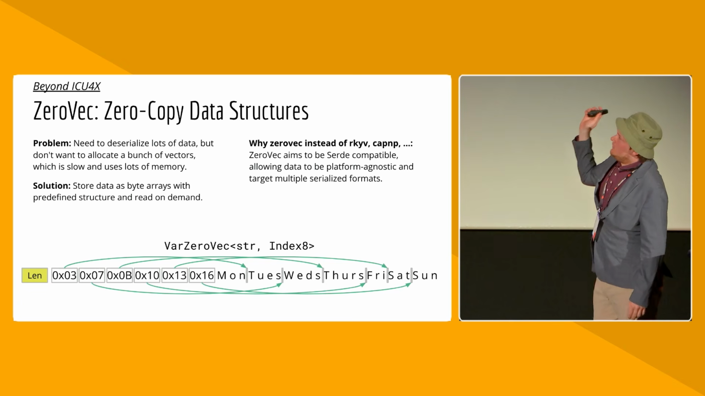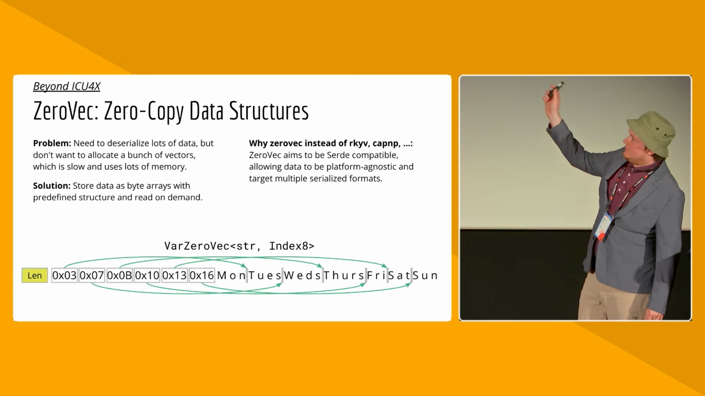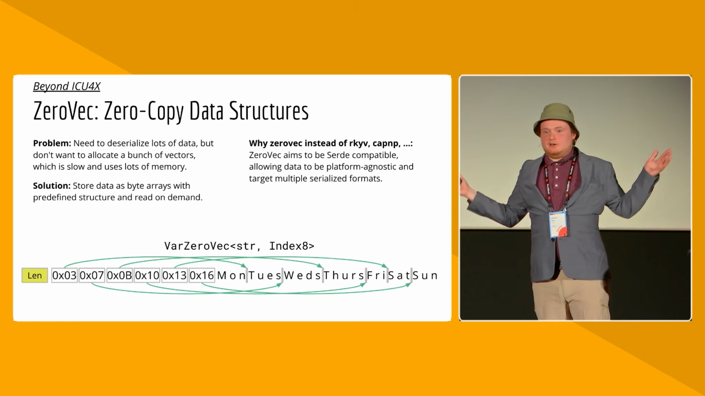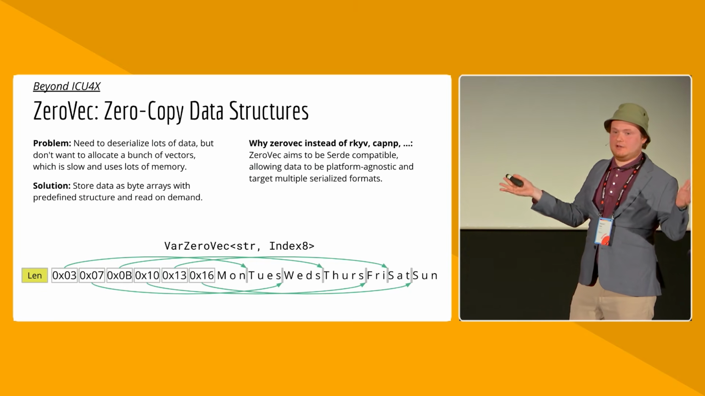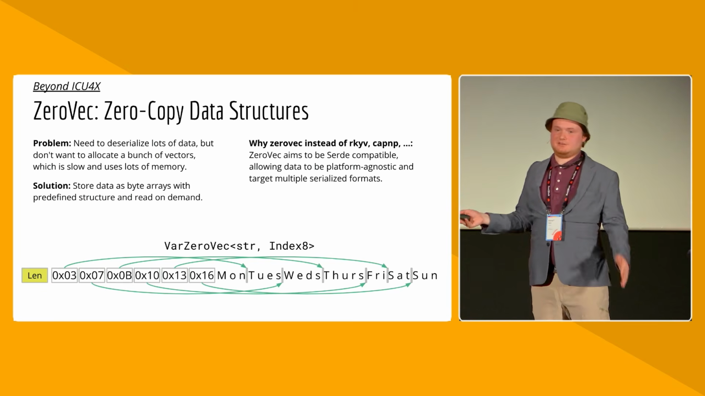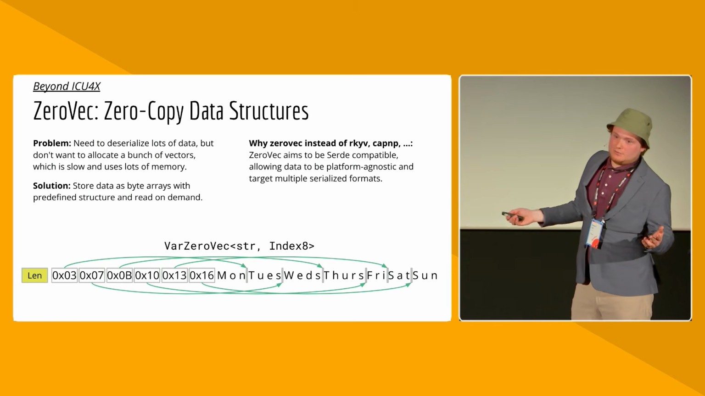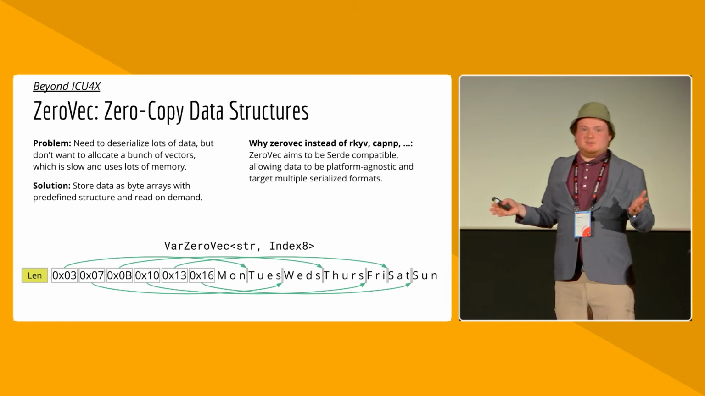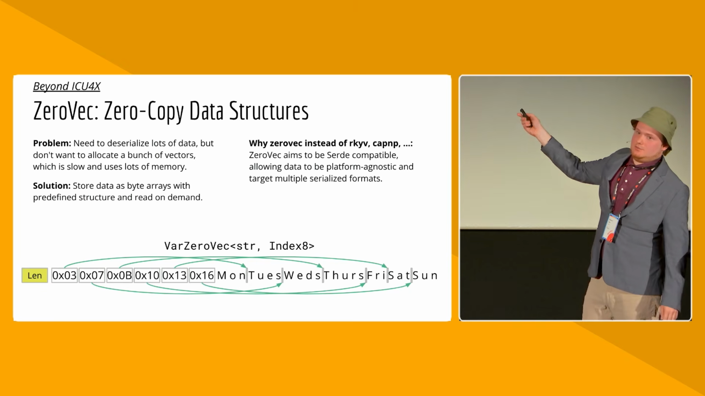ZeroVec is one of the util crates that we have. It's a way that we can take a vector of strings or integers or whatever and pack it into a binary format that we can then do zero-copy deserialization for. This is a little example of how ZeroVec can work. If you're in any situation where you need to do low-cost deserialization, ZeroVec is a really good tool for that.